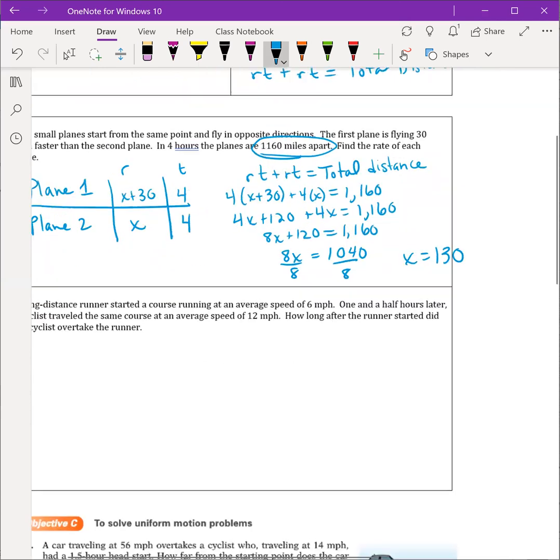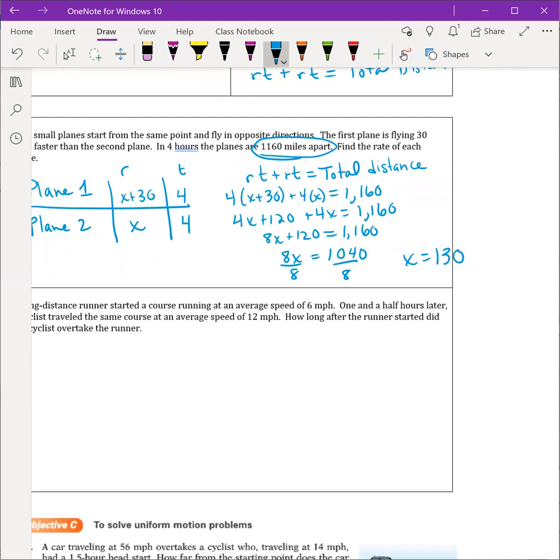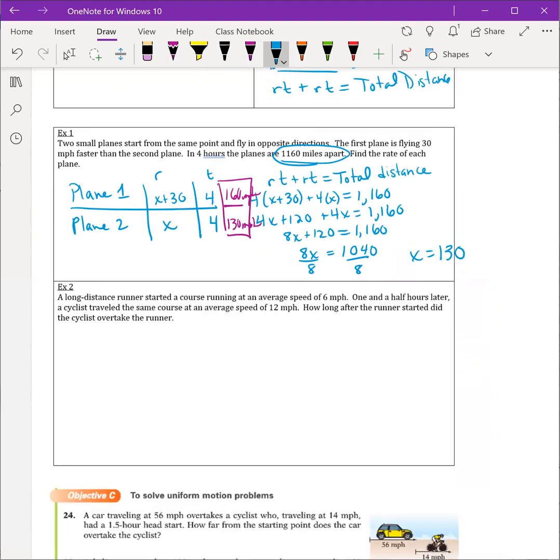Find the rate of each plane. So for this one, our answer box will be both of them. So plane 2 is going 130 miles per hour, and plane 1 is going 160 miles per hour. In example 2, it says a long distance runner started a course running at an average speed of 6 miles per hour. 1.5 hours later, a cyclist traveled the same course at an average rate of speed of 12 miles an hour. How long after the runner started running did the cyclist overtake the runner?